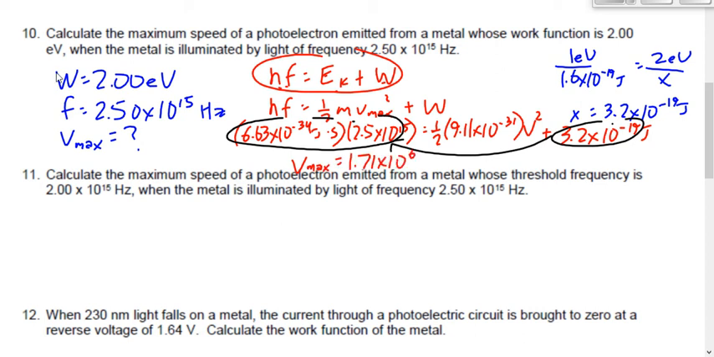You guys okay with the algebra there? Do we need to go over the algebra in more detail, or are you okay with that?